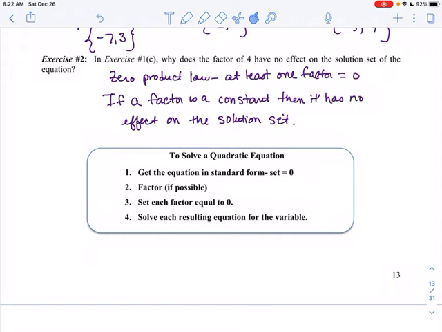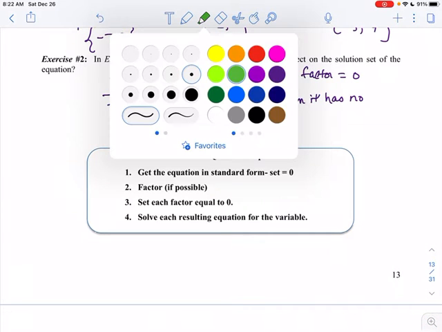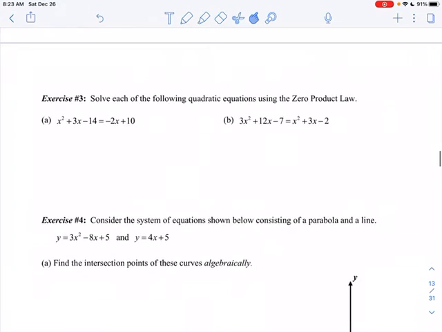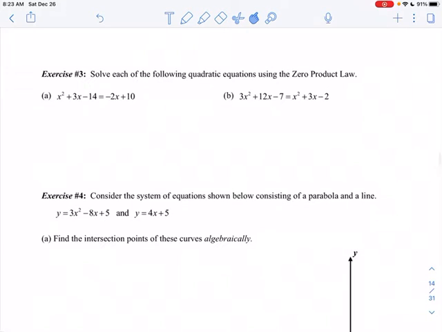All right, so this is what we're going to be using to solve a quadratic equation. You're going to get the equation in standard form. That means it's going to have everything on one side, and equals 0 on the other side. So step 1, get it in standard form. Step 2, factor if possible. Then set each factor equal to 0, and then solve each of those equations. Let's see what it's going to look like.